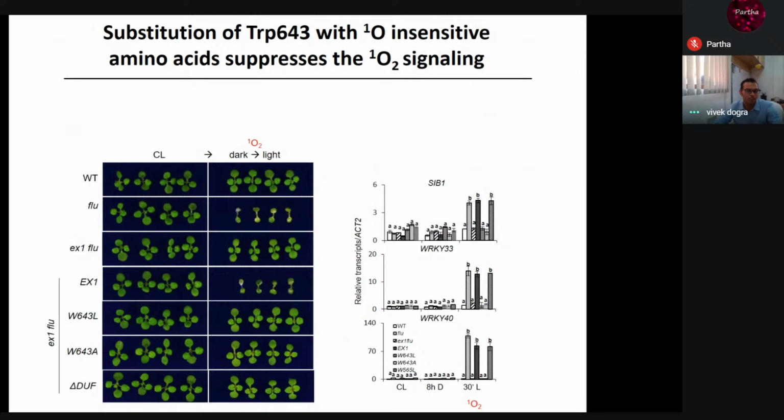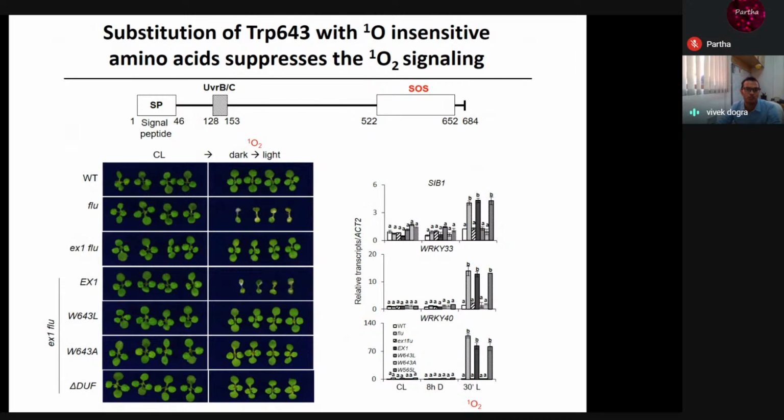So it means by changing one amino acid, we again changed the function of the protein, and it was behaving just like deleting the whole domain. Either we delete the whole domain or we just change one amino acid, we see the same phenotype, the protein becomes insensitive to the ROS. And a similar thing was happening with the gene expression. The plant was happy. So this was actually in the DOF domain, so we named this DOF domain now the singlet oxygen sensor domain, the SOS domain. This is something we did last year.